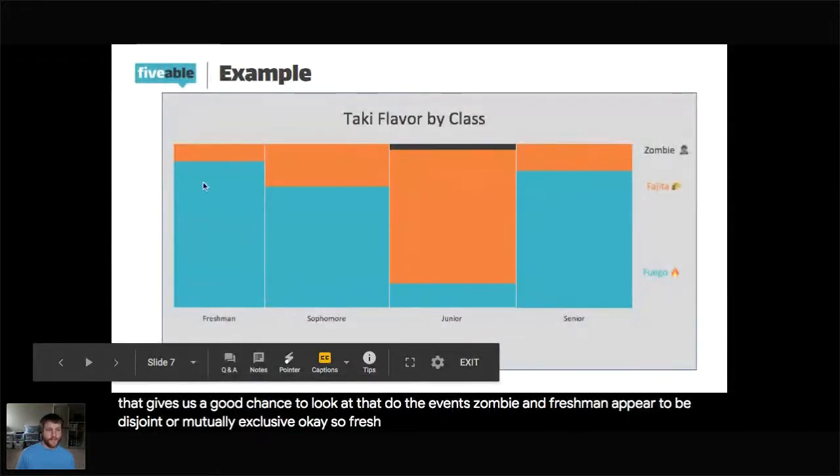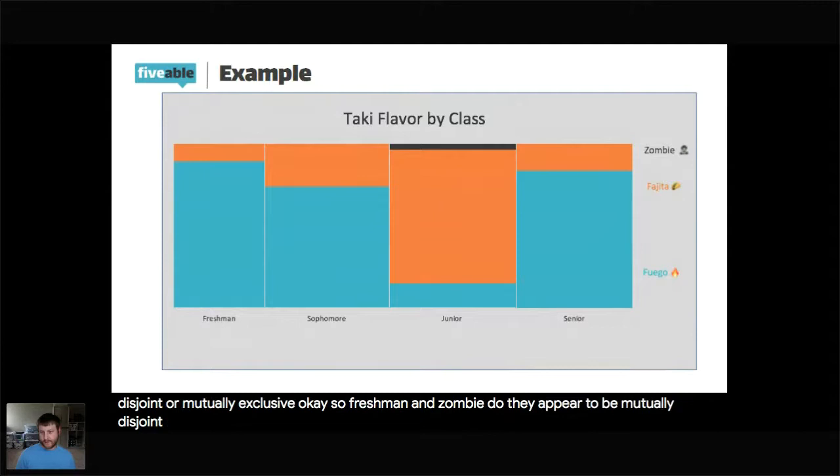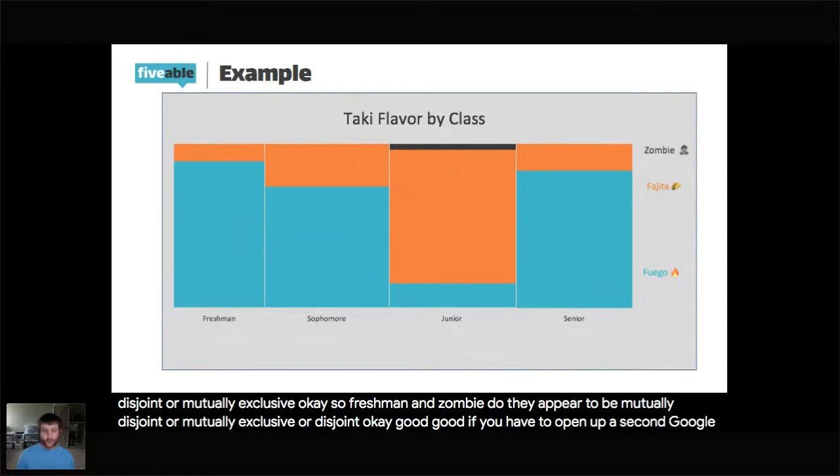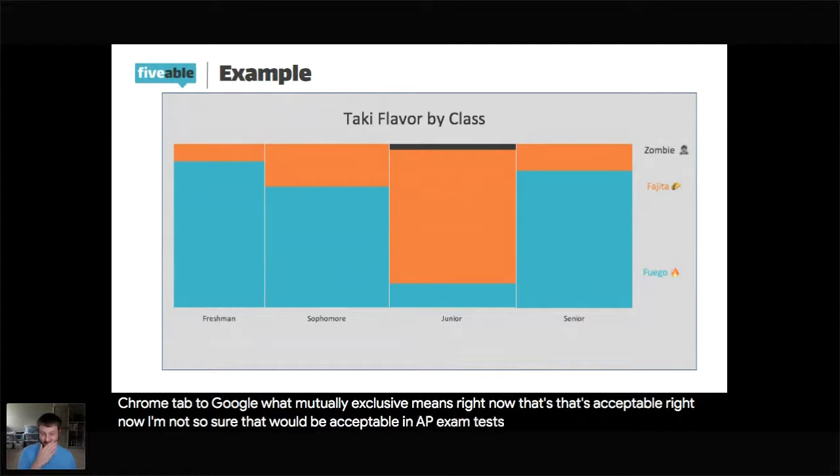So freshman and zombie, do they appear to be mutually exclusive or disjoint? If you have to open up a second Google Chrome tab to Google what mutually exclusive means right now, that's acceptable right now. I'm not so sure that'll be acceptable on the AP exam test date on May 22nd, but right now I think that would be okay.